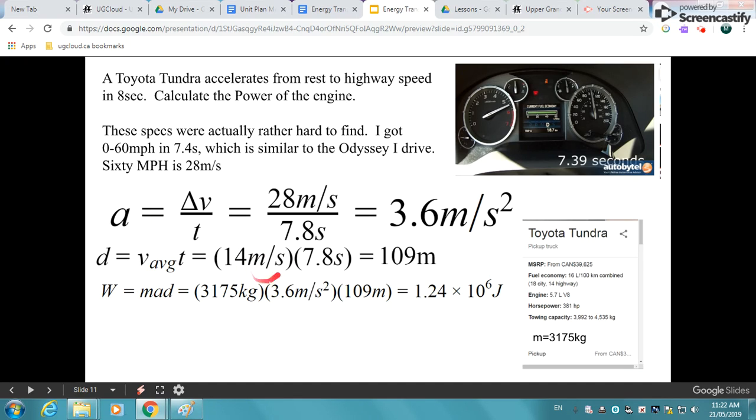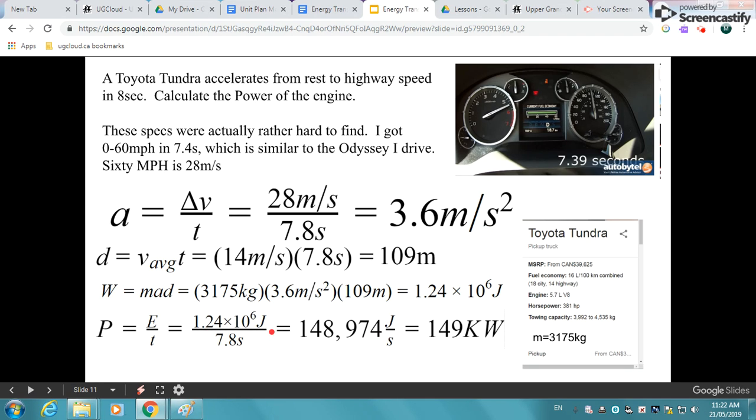So we can take our average speed again. So we get about 109 meters. This means the vehicle had to produce about 1 million joules to carry out that acceleration. 1 million joules in about 8 seconds is 149 kilowatts. 149 kilowatts divided by 0.735 kilowatts per horsepower is 202 horsepower. And if we look over here, the Toyota Tundra is rated at a 381 horsepower engine. So that's totally doable with this vehicle.